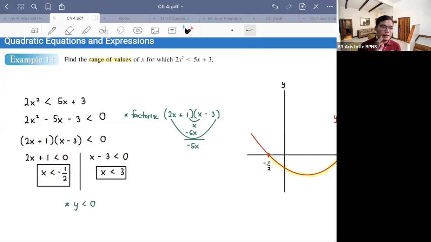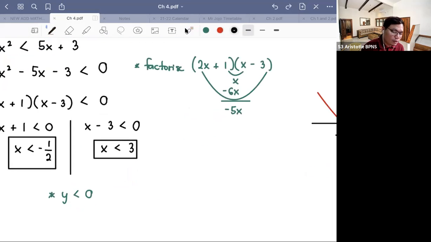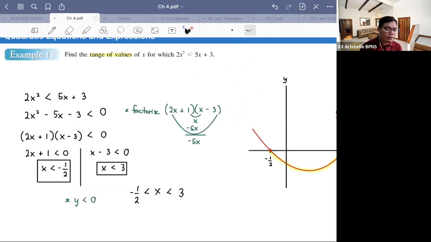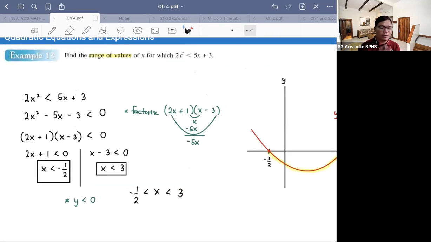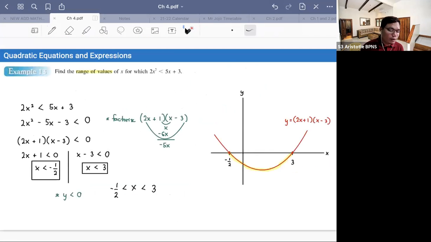That means that the x values are bounded by these two numbers. You can also write it this way: x is only from negative 1 half up to 3. So you can also write your answer like this. That means that these are the boundaries of your answers.